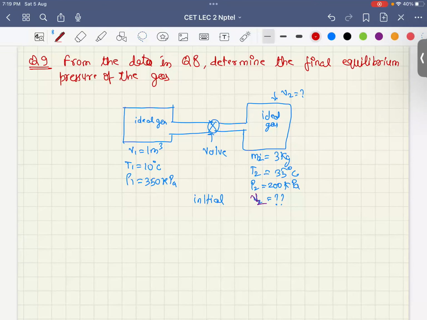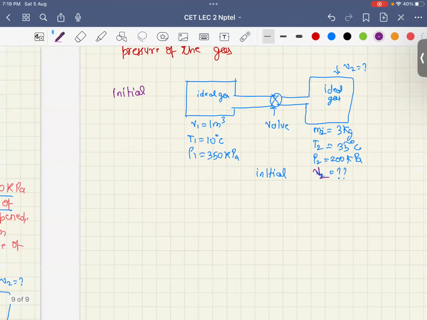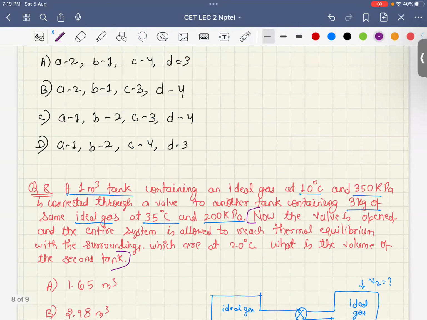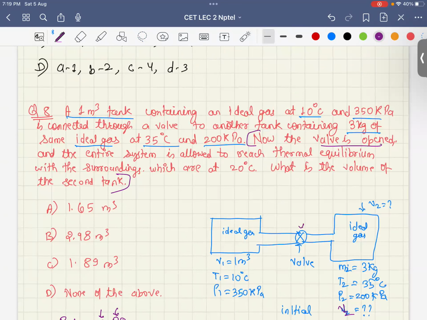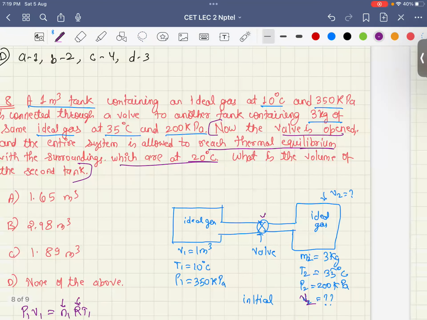This was our initial system. What we have is final. Now the valve is going to get opened, and the entire system is allowed to reach thermal equilibrium with the surrounding, which is at 20 degrees centigrade. And what we are asked to find is the volume, and then the pressure of the gas, right?